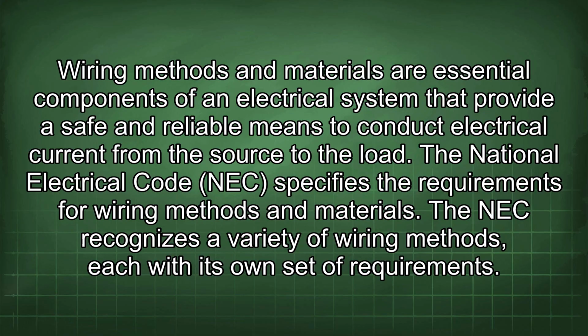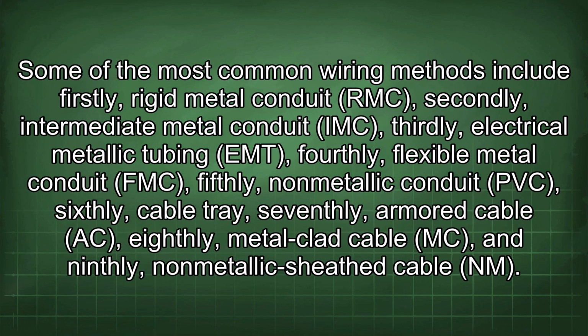The NEC recognizes a variety of wiring methods, each with its own set of requirements. Some of the most common wiring methods include: firstly, rigid metal conduit (RMC); secondly, intermediate metal conduit (IMC); thirdly, electrical metallic tubing (EMT); fourthly, flexible metal conduit (FMC); fifthly, non-metallic conduit (PVC); sixthly, cable tray; seventhly, armored cable (AC); eighthly, metal-clad cable (MC); and ninthly, non-metallic sheathed cable (NM).